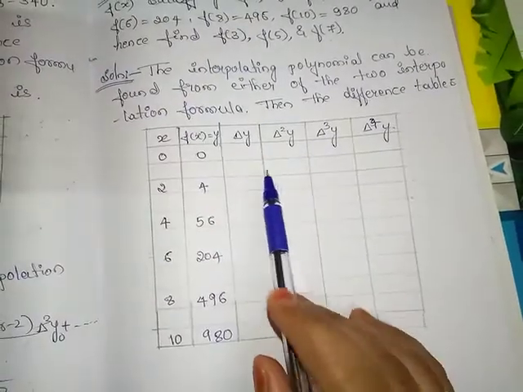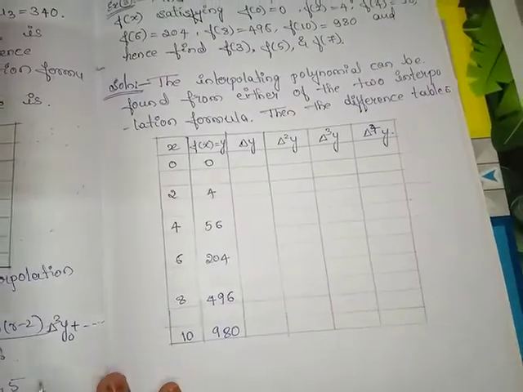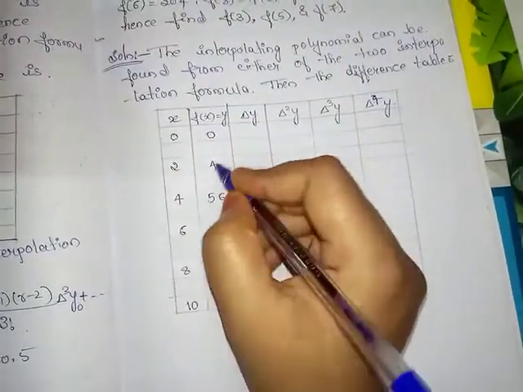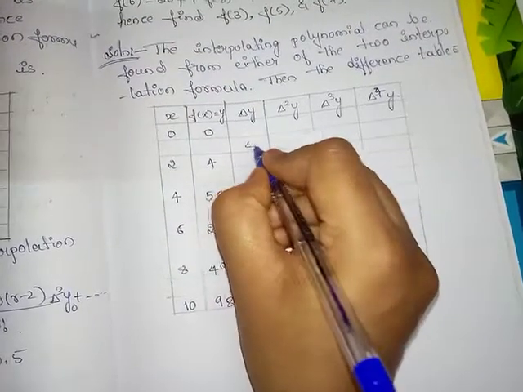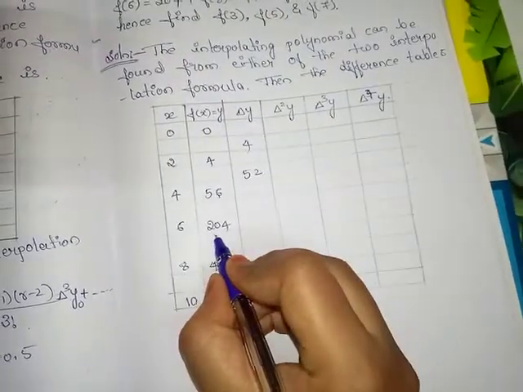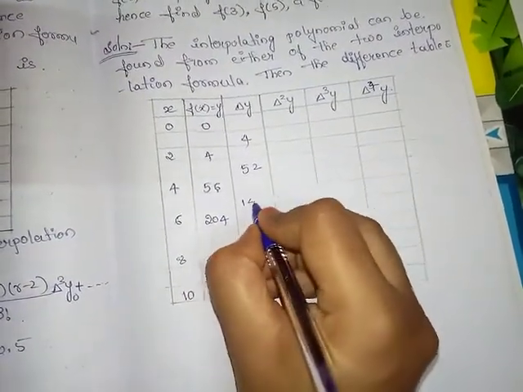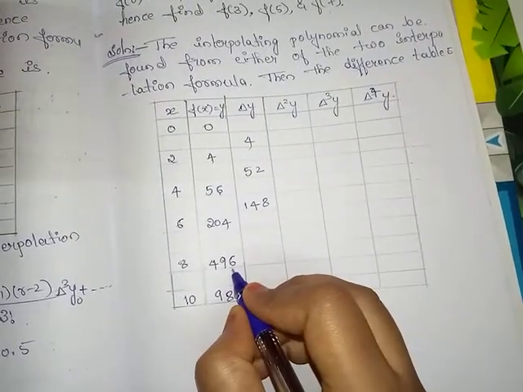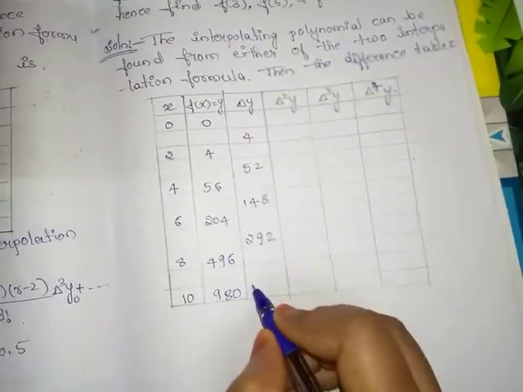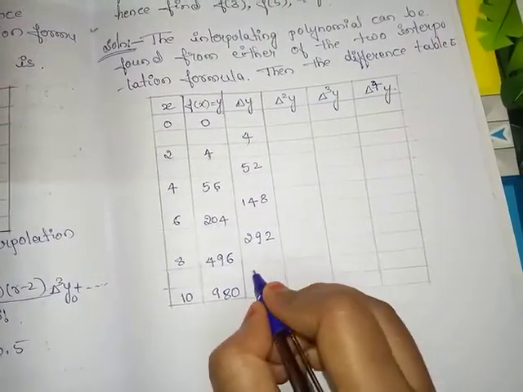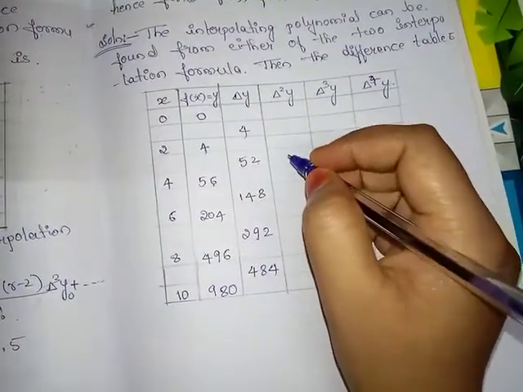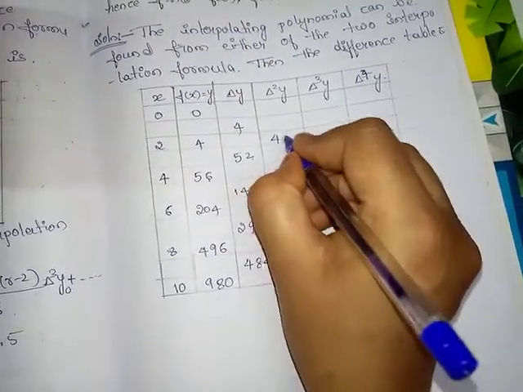Now we have to find the delta y, delta square y and delta cube y. Now what will be the first term here? 4 minus 0 is again 4. 56 minus 4 is 52. 204 minus 56 is 148. 496 minus 204 is 292, and 980 minus 496 is 484. Next, difference of these two, 52 minus 4 is 48.